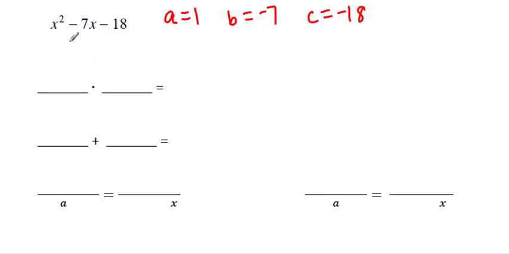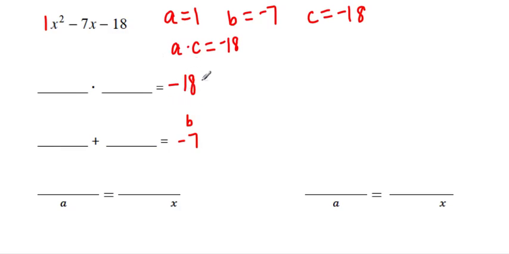So now most of you know how to do this just by writing your two binomials. I'm going to show you this method as well. What you're going to do is you're going to multiply your a value, which is 1, by your c. So that would be a times c is going to be -18. So what you want is you want to find two numbers that multiply to be -18, but then add to be your b term, which in this case is -7. So I need two numbers that multiply to be -18 and add to be -7.